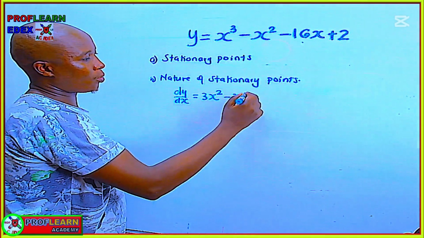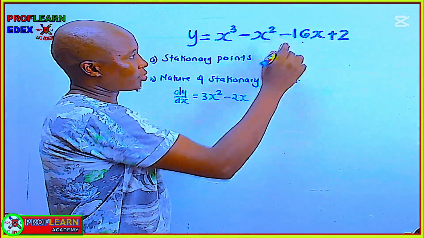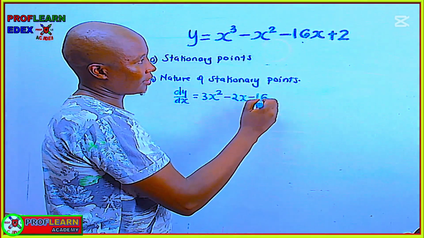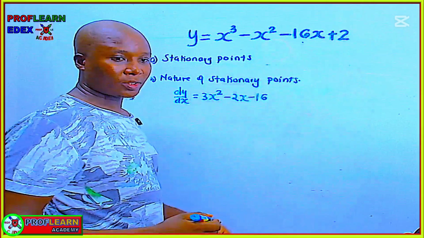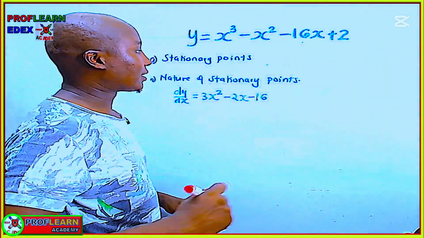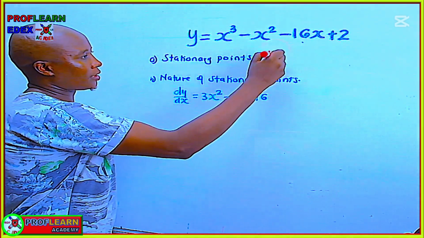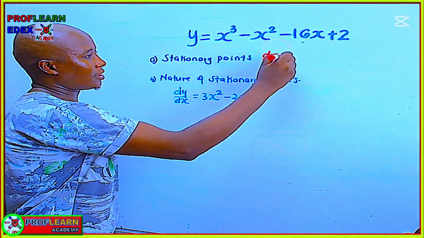Decrease this power by 1, we shall have power 1. And then we shall have this one reducing to 16. And if you have a constant, when you differentiate a constant, you are going to get your answer as 0. But at the stationary point, dy/dx is equal to 0.